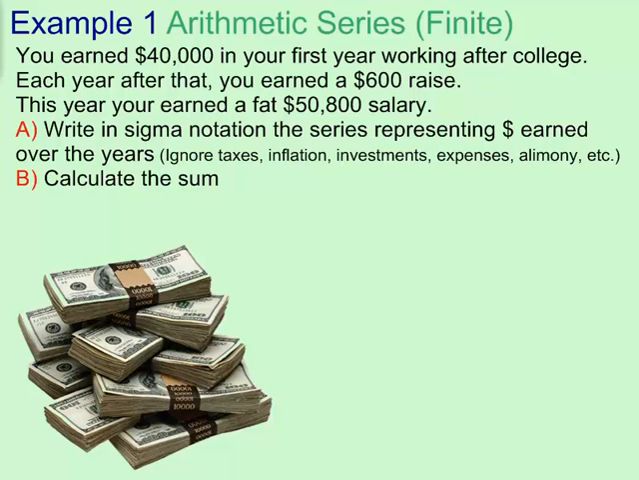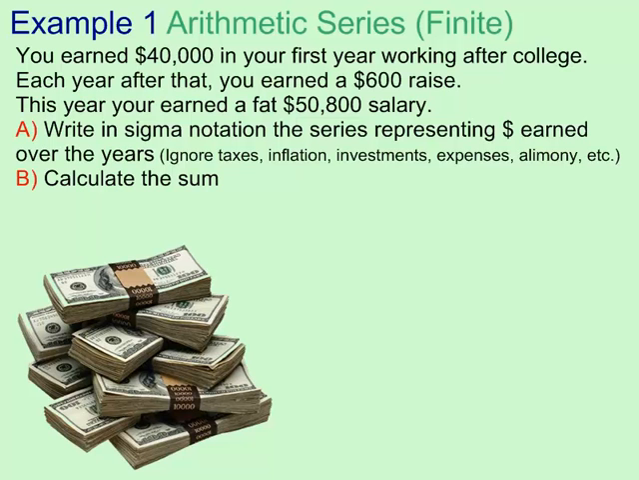So let's say we're looking some years down the line. Let's say you earned $40,000 in your first year working right out of college. And each year after that, you earned a $600 raise. So this year, you earned a fat $50,800 salary. And our first task is to write in sigma notation, or summation notation, the series representing the total money that you've earned over the years. And we're going to ignore such ugly practicalities as your gambling debts, your bail money, child support, whatever. And our second task is going to be to calculate the sum.